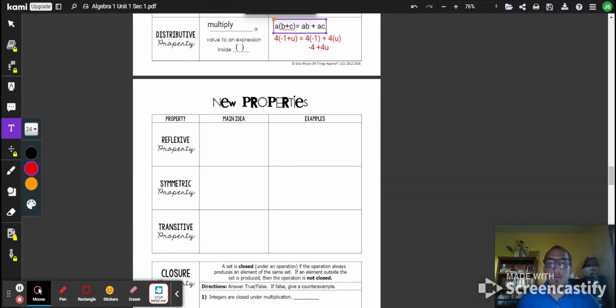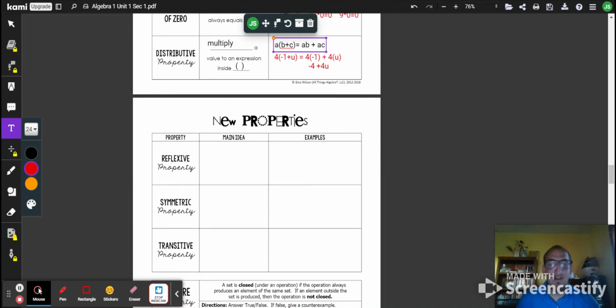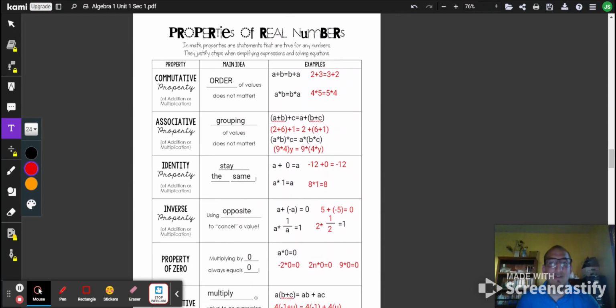3 more for now, and then we are done. And then my next one will be on the next page.